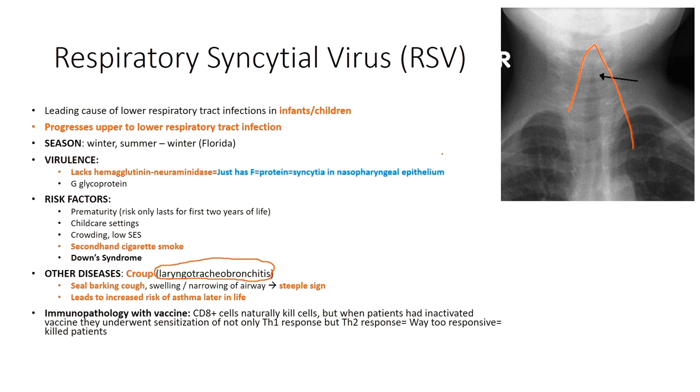So the variants for this, it has hemagglutinin and neuraminidase, it does not have this, it's absent, so it lacks this. It just has an F protein, and how this uses it is, and how it progresses, so it starts in the upper respiratory and it binds to your respiratory epithelium, your nasopharyngeal epithelium, and it uses this F protein to take those cells and stick them together, and this is known as a syncytia.